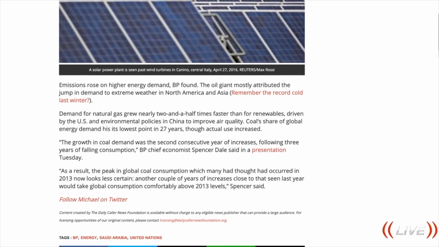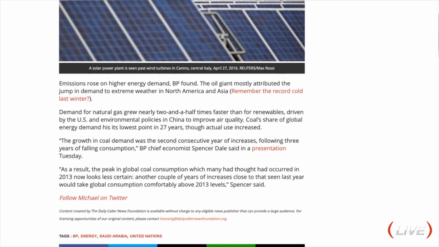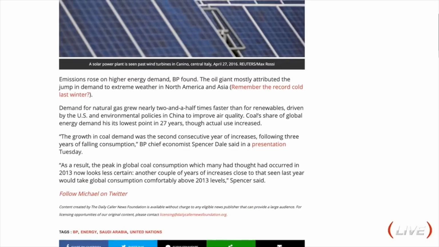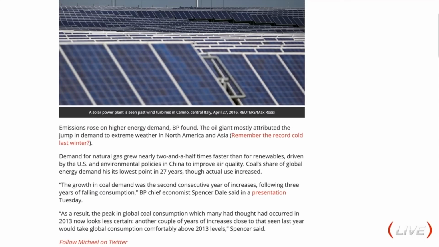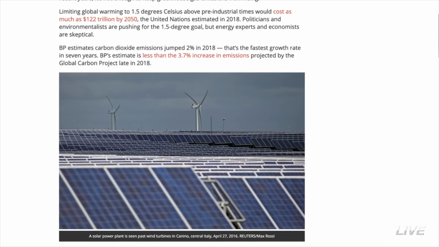So emissions rose on higher energy demand. The oil giant mostly attributed the jump in demand to extreme weather in North America and Asia. Remember the cold last winter, record cold that is. Demand for natural gas grew nearly 2.5 times faster than for renewables, driven by the U.S. and environmental policies in China to improve air quality. Coal's share of global energy demand is at its lowest point in 27 years, though its actual use has increased. And that's important to note as well. People know that if they want to stay warm, keep the lights on during some of these brutal winters.